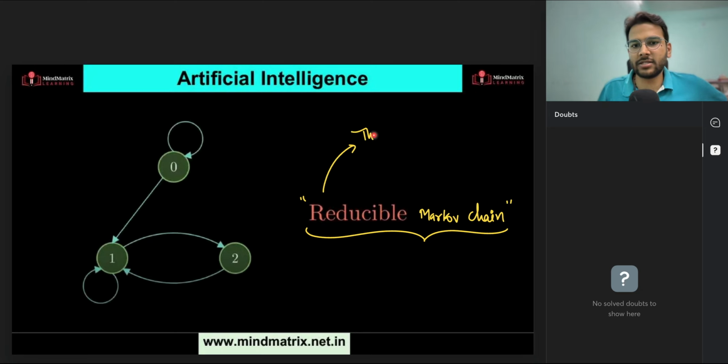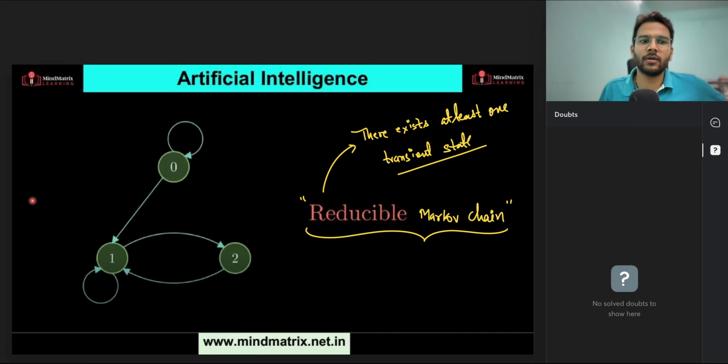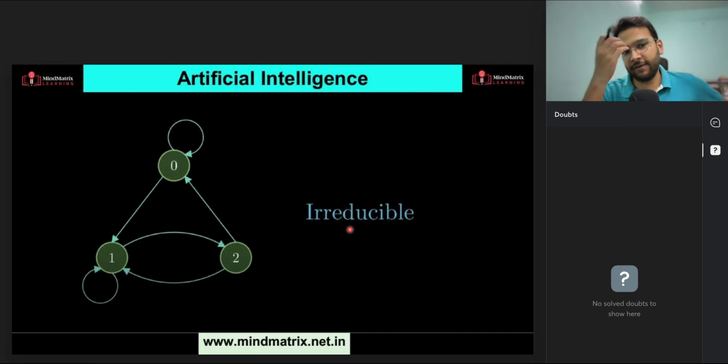That means there exists at least one transient state, then we can call it a reducible Markov chain. Okay. And if I have this type of Markov chain, now just answer this. Do we have any transient state here? Everyone, try to answer this. Do we have any transient state in this Markov chain?